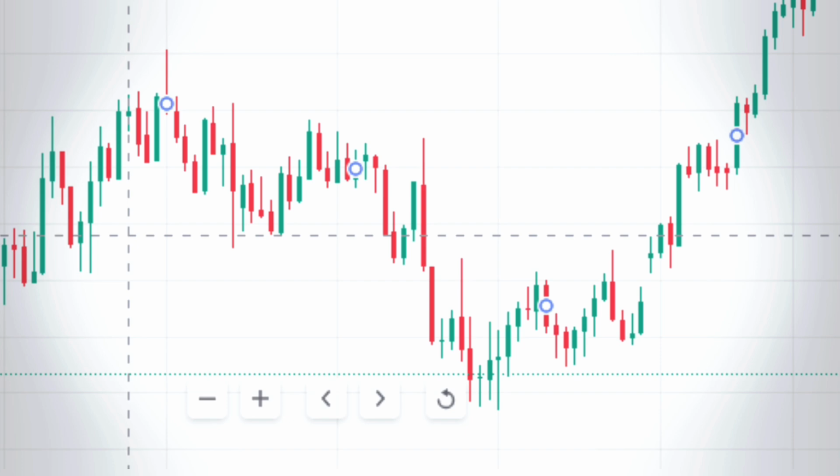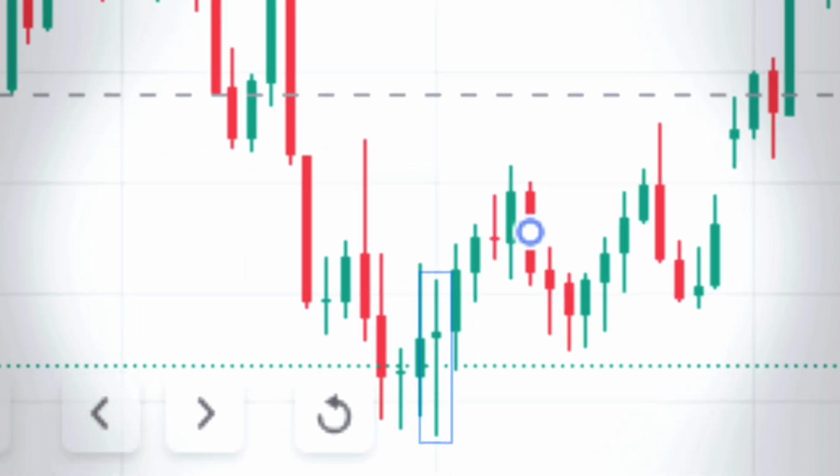After spotting a Doji, wait for confirmation from the next candle. If the Doji is followed by a strong bullish candle in a downtrend, enter a long position. But if it's followed by a strong bearish candle, then you may want to consider entering a short position. Now place your stop loss just below the high or low of the Doji candle, depending on whether you are going long or short.